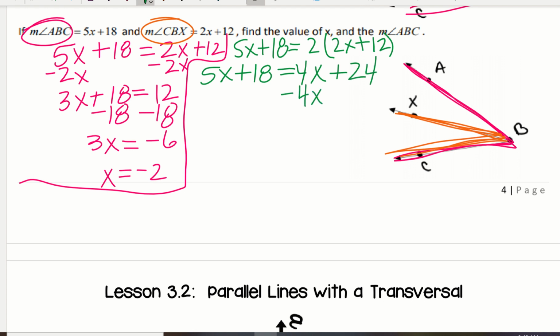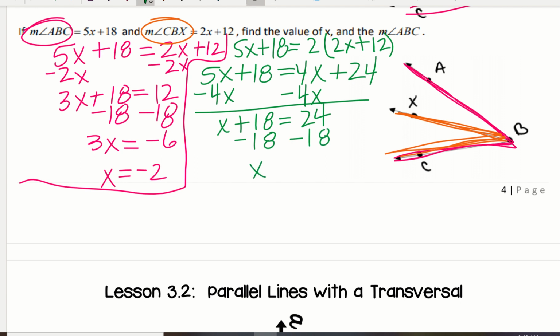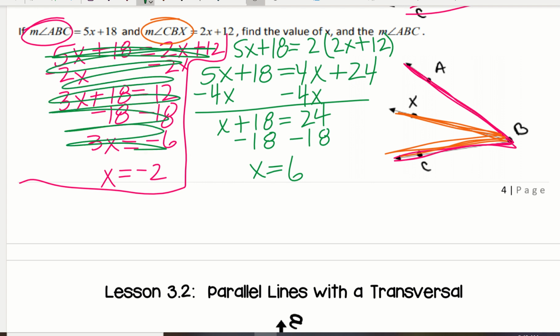And then I'm going to subtract that 4x, which just gives me x plus 18 equals 24. And then subtract 18. So x is 6. So for all of the band people that had to leave, you can ignore the first part that we did because it was wrong. This is the correct way to do it.